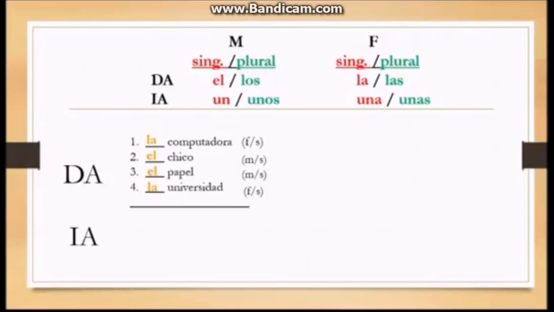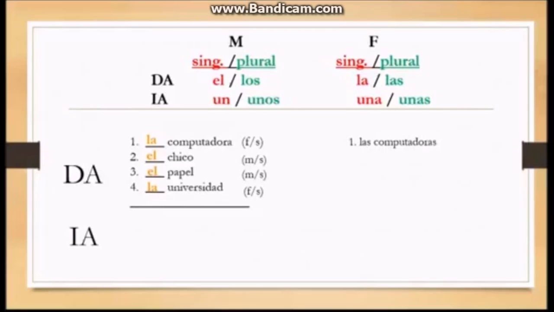Let's keep the gender of these, but change the number from singular to plural. Number 1, la computadora. We want to keep it as feminine, but make it plural. We know that la is feminine and singular. Las computadoras. Computadora ends in ORA, which is a vowel, so we add S to make it plural. Las computadoras.